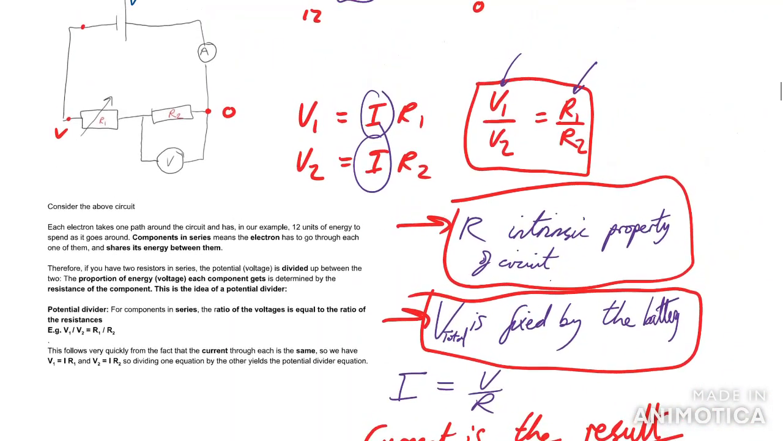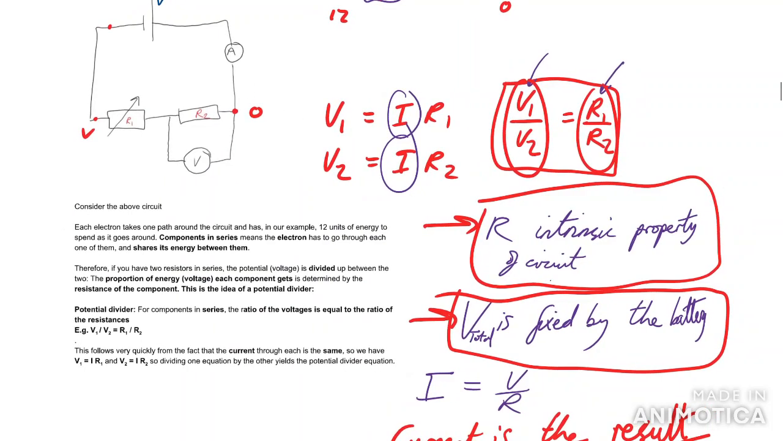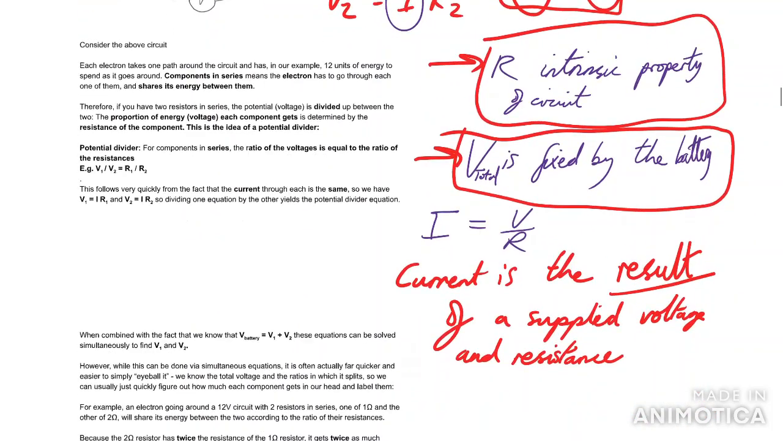And hence, returning to our potential divider thing, V1 over V2 equals R1 over R2 is very useful because often current is not something we have particular control over or particular interest in. And so this is a very important equation.